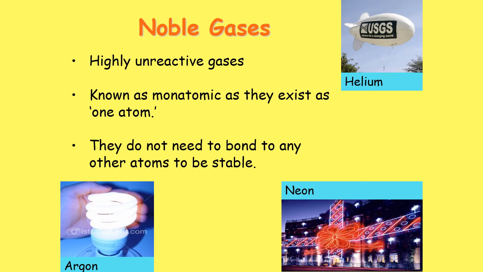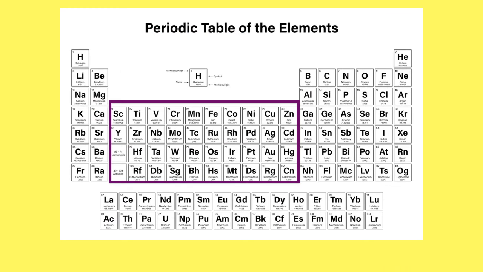Now, you might have heard of some of these noble gases. You've probably heard of helium balloons. Well, the reason why helium's safe to put in balloons is because it's not going to react with anything. Other noble gases are like neon. So neon lights, the reason they're called neon lights is because the bulb is filled with neon gas, which gives it that red color. So noble gases are really unreactive.